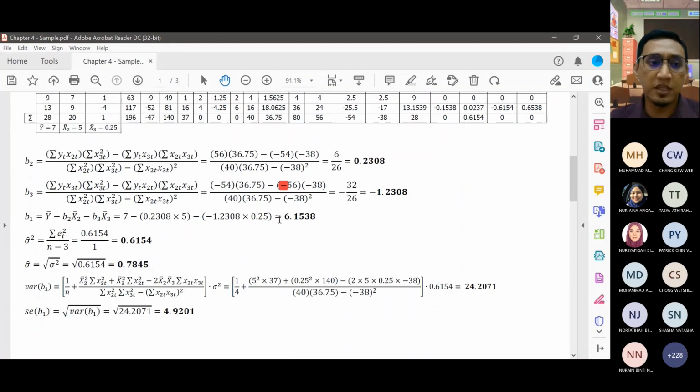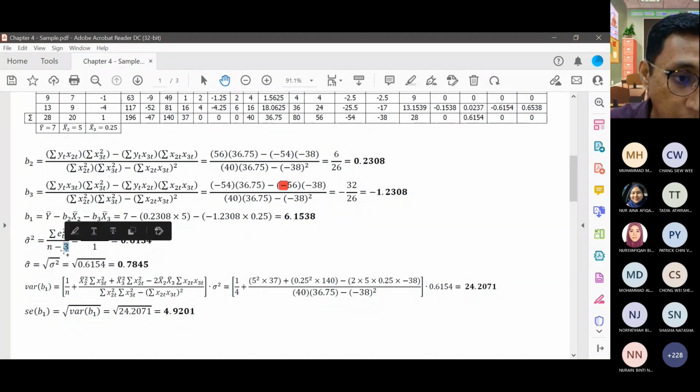After we obtain that, we proceed with the variance of the regression model, which is also the same as the variance of the residual. We obtain the variance of the residual, or the regression model, by dividing the sum of squared residuals by n minus 3. As I said before, we use 3 since we have 3 parameters, including the intercept. We have 3 regressors including the intercept. That's why we subtract 3 from the sample size.